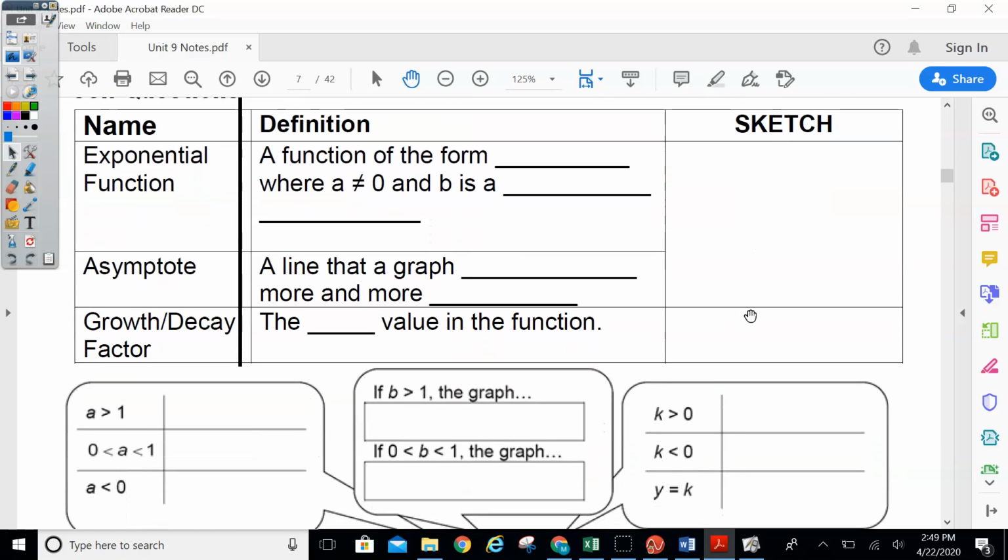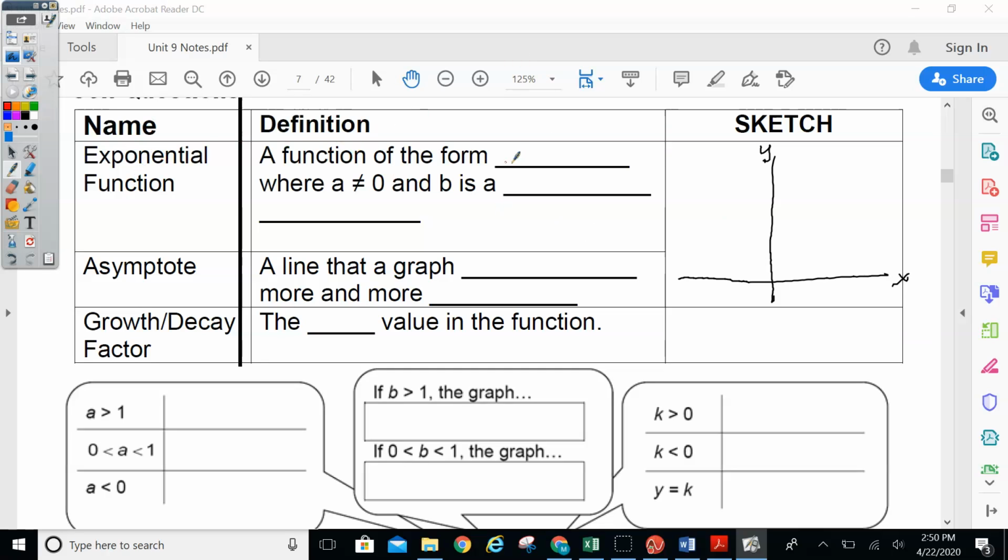Okay, so there's two kinds of graphs that we're going to be looking at. Both are exponential functions, just one's a growth and one's a decay. So over here, I'm going to sketch these graphs out. This is the x-axis and the y-axis. We only need the top half, quadrants 1 and 2, because the parent function stays above the x-axis.